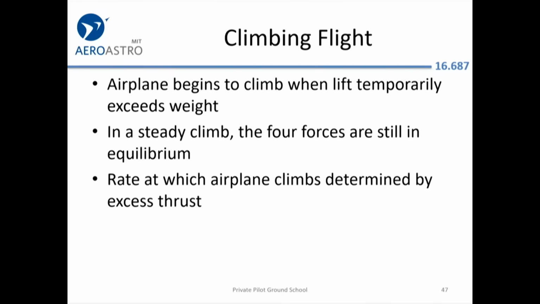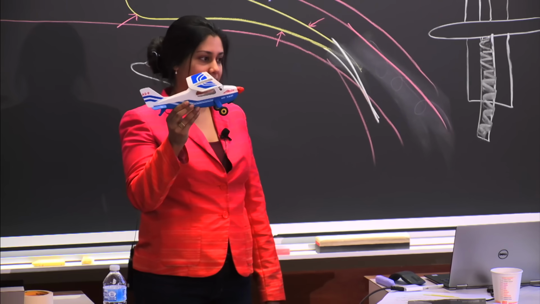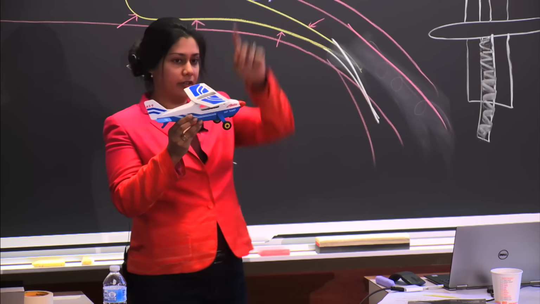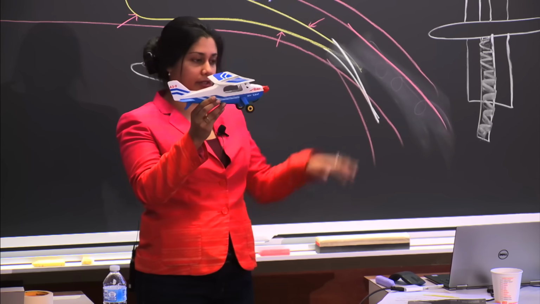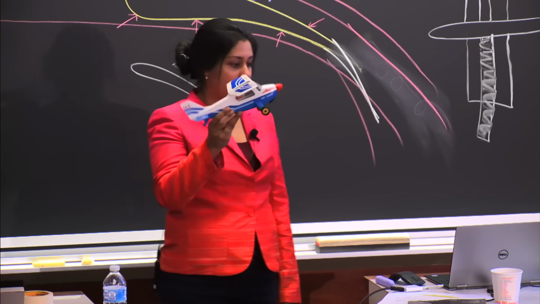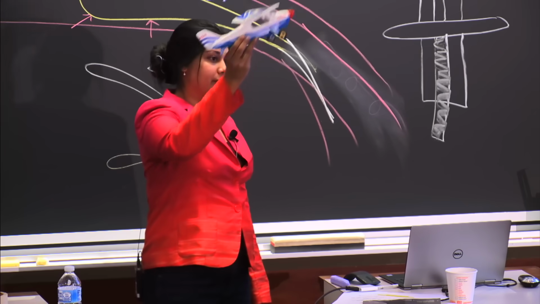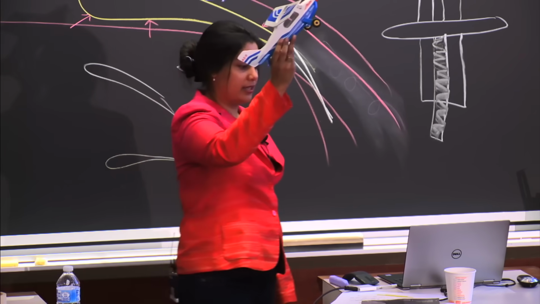Okay, so let's talk a little bit about maneuvering flight. Basically that means when you are flying straight and level, that's when you're in equilibrium, where your lift and your weight cancel out and the plane's just going straight and level at the same altitude. But climbing is when your lift temporarily exceeds the weight, so you can actually climb.